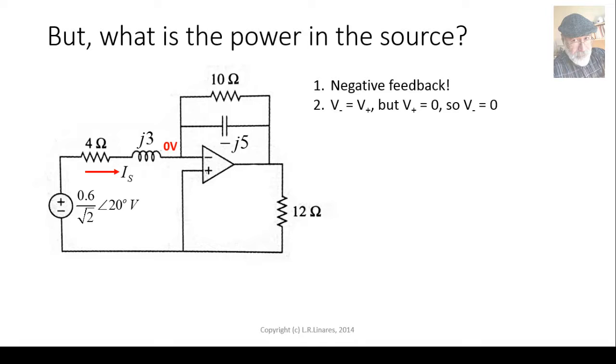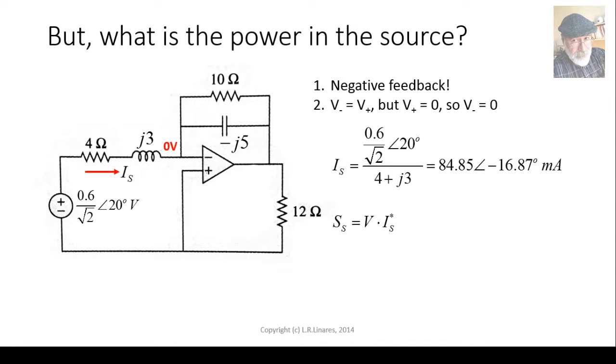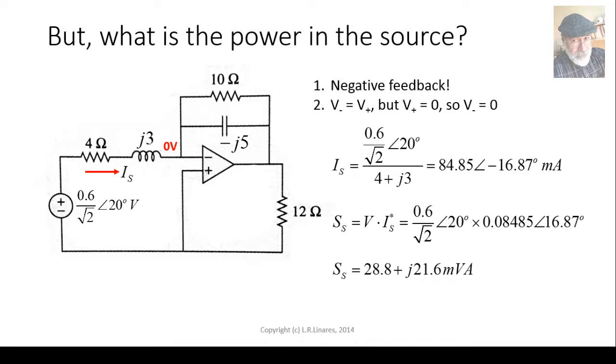So that current is just the voltage of the source minus 0 divided by the impedance, 4 plus j3. That is 85 milliamps with negative 17 degrees. And we can compute the power in the source as the voltage in the source times the conjugate of that current, like so. The power in the source is 28.8 milliwatts active power and 21.6 millivars reactive power delivered as well. That completes that question. Let's move on.